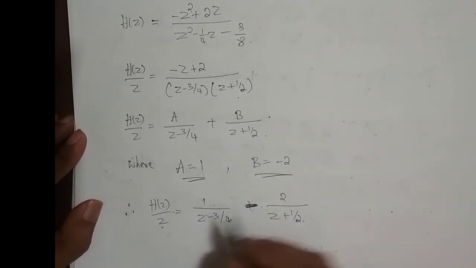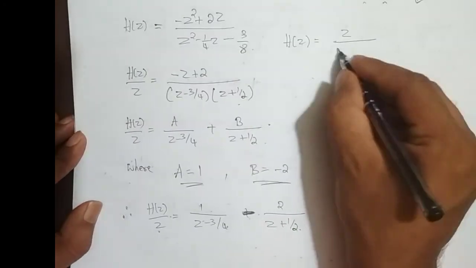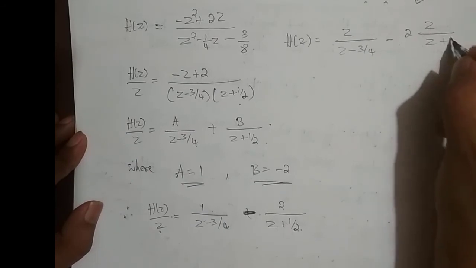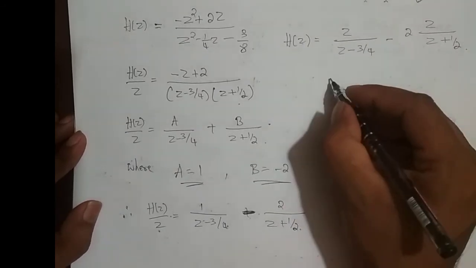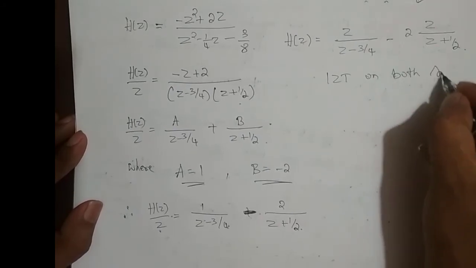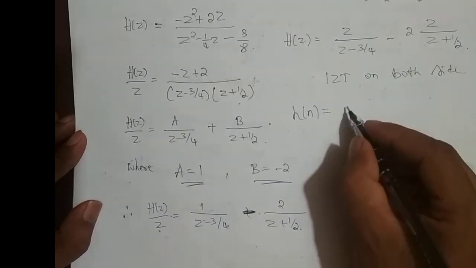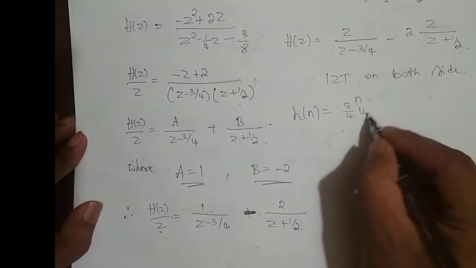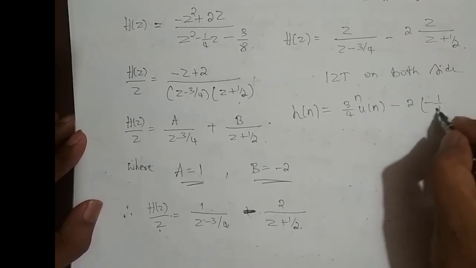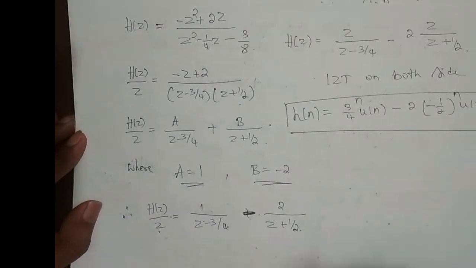If I take this z to the other side, I get H(z) as z divided by z minus 3/4 minus 2 into z divided by z plus 1/2. So what is the next step? I have to take its inverse z transform on both sides. So what is the inverse z transform of H(z)? h(n) is equal to 3/4 power n u(n) minus 2 into minus 1/2 power n u(n). So this is the impulse response of the system.